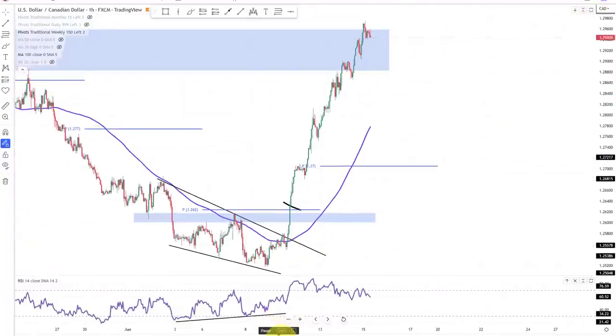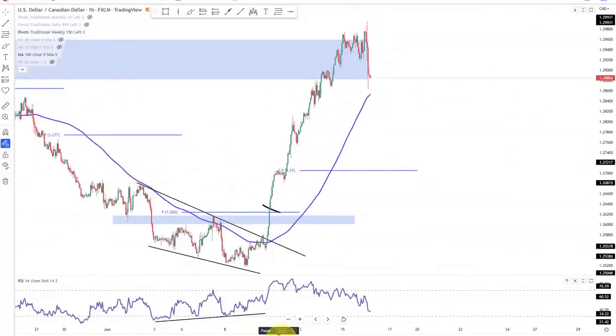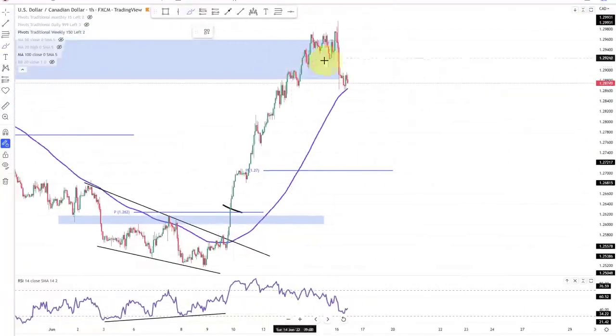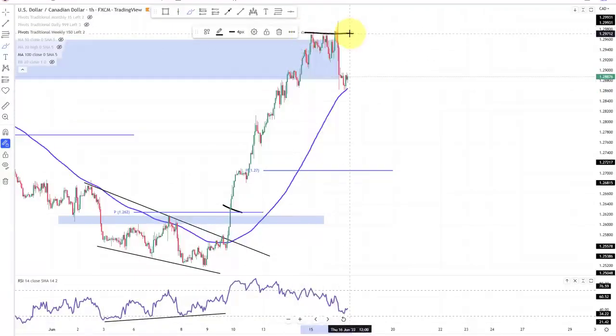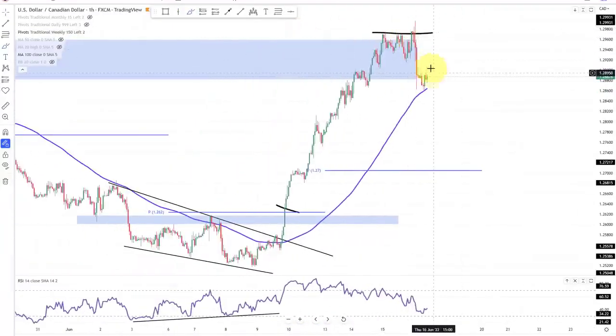Remember that we identified it. Let's see what we have. And again, we reach into the resistance area. You can see we have a fake out. Very strong selling is coming back into the market. And in this case, we don't have a typical divergence. We have equal highs on the price.